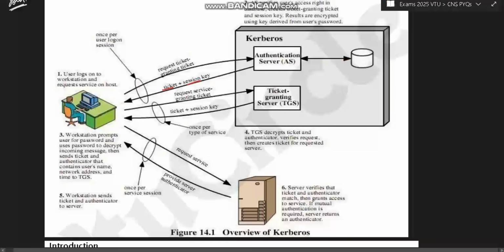Now if the user wants to request a service granting ticket, it goes to the ticket granting service. If some specific thing needs to be done, that ticket along with the session key is returned back to the user. And this happens once per login session, so this whole thing happens in one login. Okay, once per type of service.